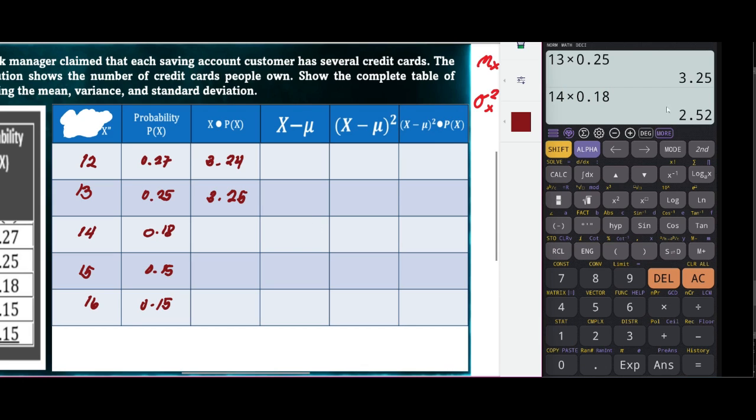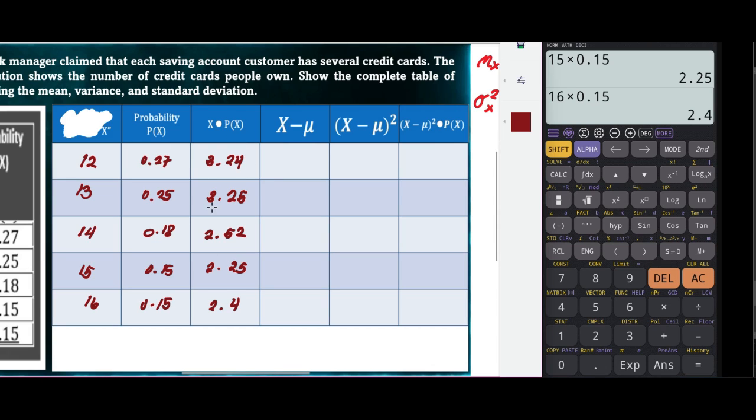That will be 2.52. Next, we have 15 times 0.15. That will be equal to 2.25. And lastly, we have 16 times 0.15. That will be equal to 2.4. Ayan.